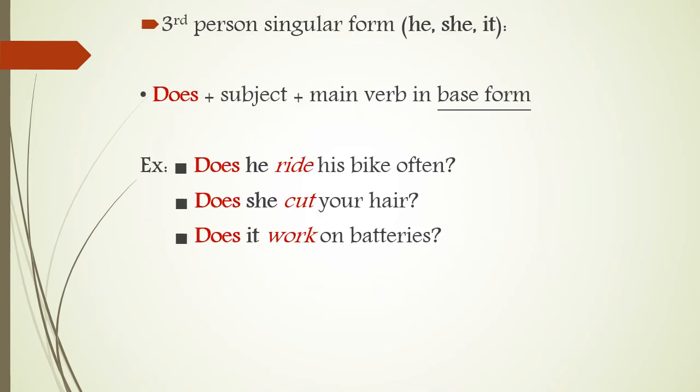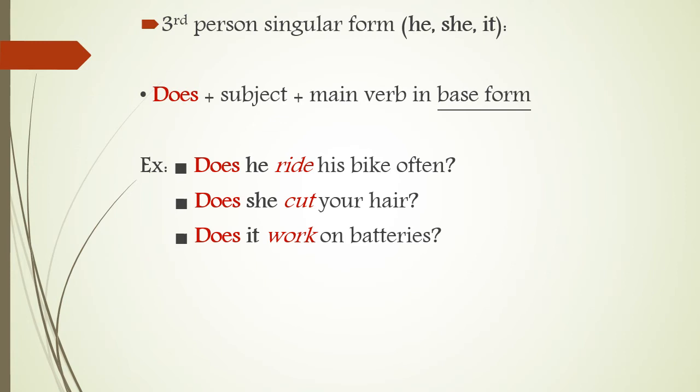Now here the structure changes because we're using the interrogative form, the question form of the sentence, with the third person singular, with he, she, and it. With these three pronouns, because they are singular, we do not use do, we use does instead. And of course, we start the sentence with the auxiliary verb, which is does. So does plus subject plus main verb in its base form.